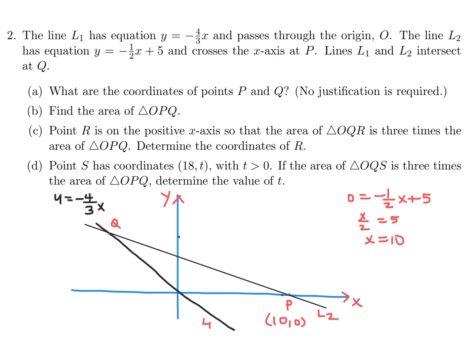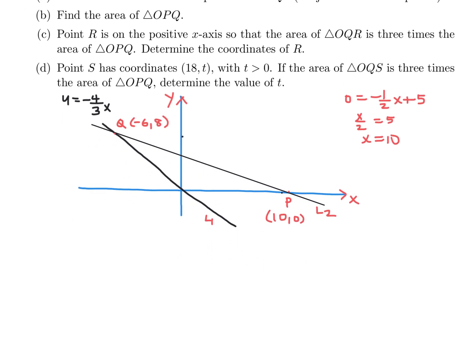And then the next one, Q, that is the intersection. So you've got to set these equal to each other. So minus 4 over 3 x is equal to minus 1/2 x plus 5. Multiply through by 6 to get rid of all the fractions, and you'll get minus 8x is equal to minus 3x plus 30. If you put everything on one side, you get minus 5x is equal to 30, and therefore x would be equal to minus 6, I believe. Then if you sub it back into either of those to get the y value, you'll get a y value of 8. So Q is minus 6, 8. So that takes care of part A.